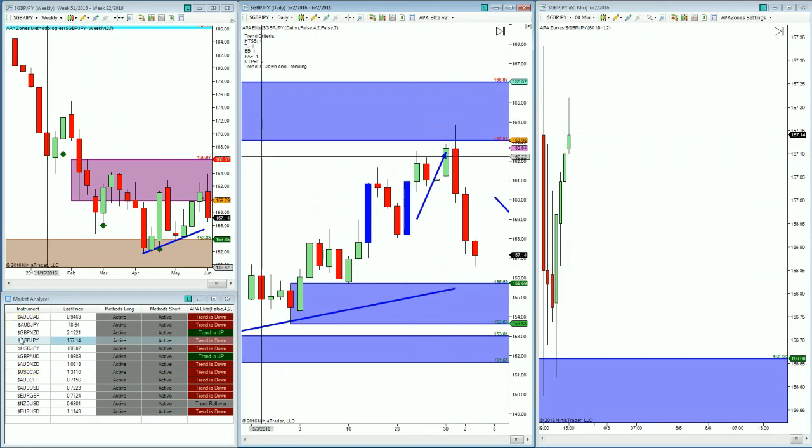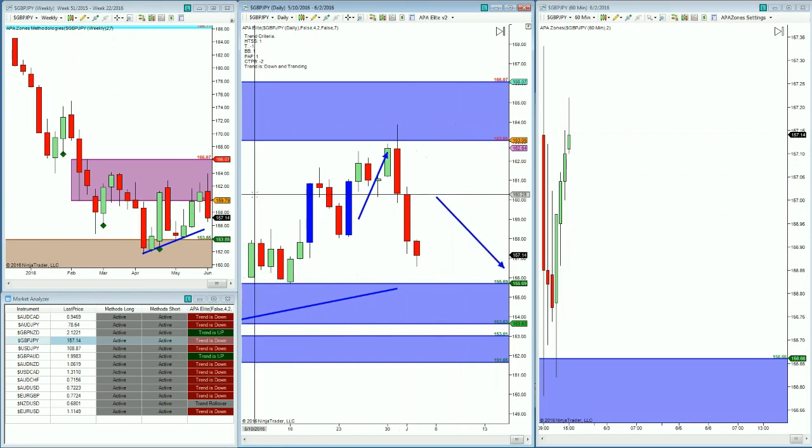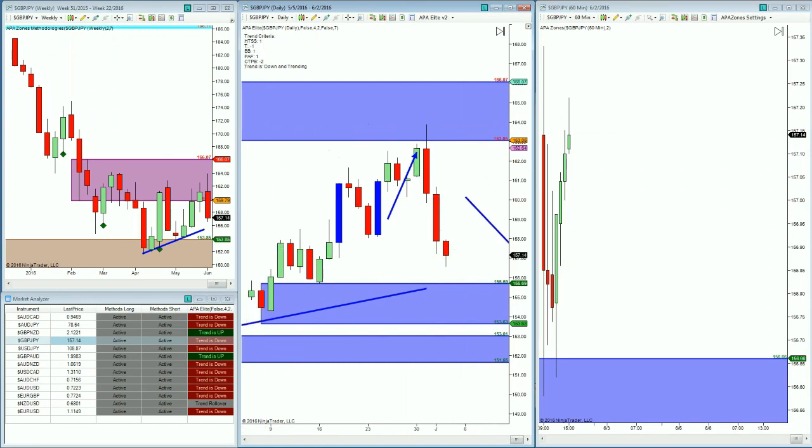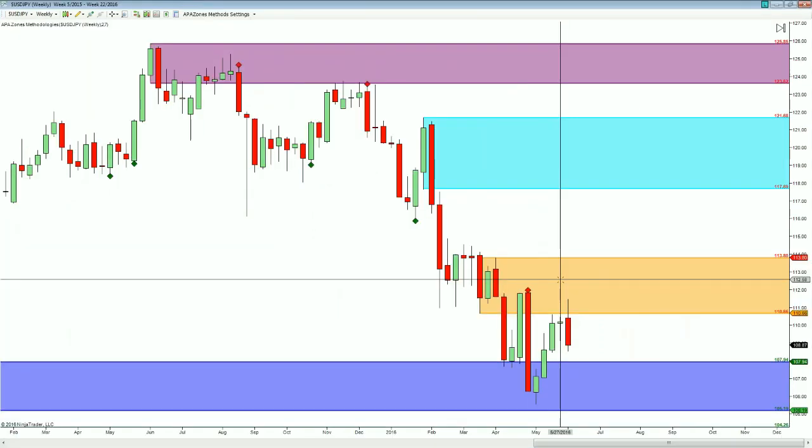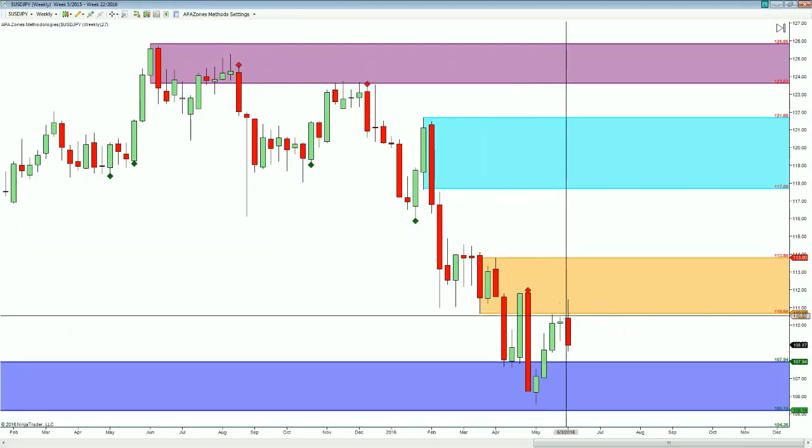So that's what I see happening on that market. So trend is still down, and I think we could see the bottom part of this range and weekly level here next week.